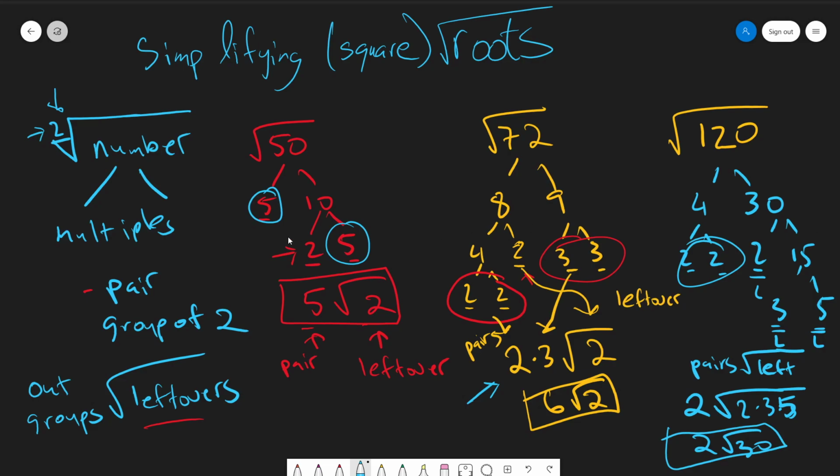So you might have one pair and one leftover. You might have multiple pairs, 2 or 3 or 4 pairs, and have to multiply them on the outside. And you might have more than one leftover and have to multiply them on the inside. This is a review of how to simplify square roots and the situations you'll see with it.